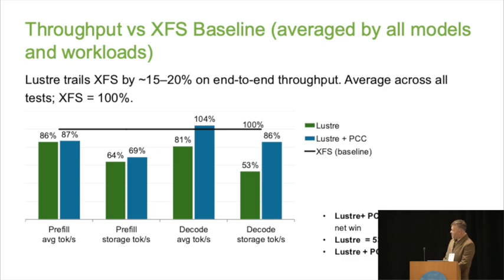a suboptimal configuration, where we have client and server side on the same system, and we do not utilize Lustre parallelizations here because we have only one system in the data path. And thanks to read-only PCC cache, end-to-end throughput with Lustre was almost the same as XFS, which is 100%, and slightly overperformed our baseline on XFS.